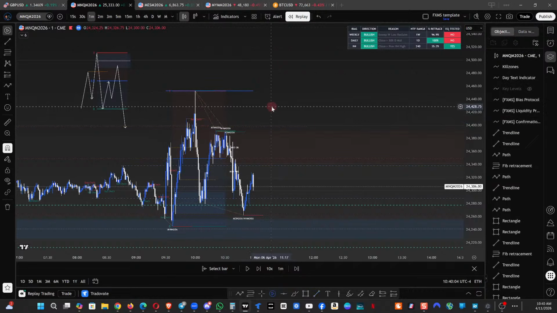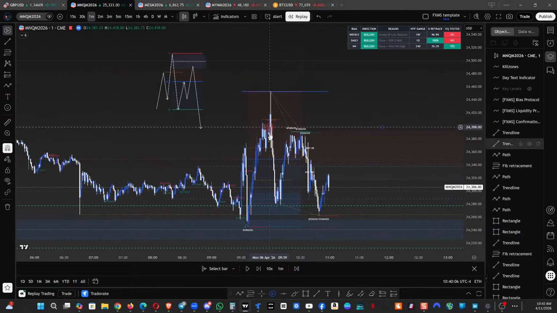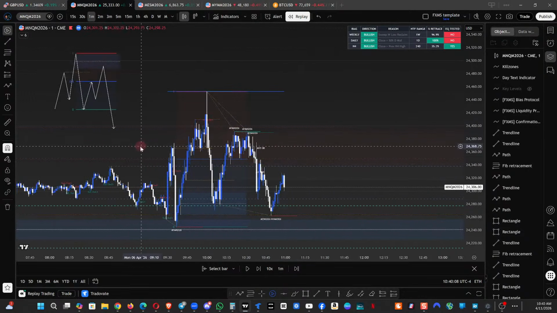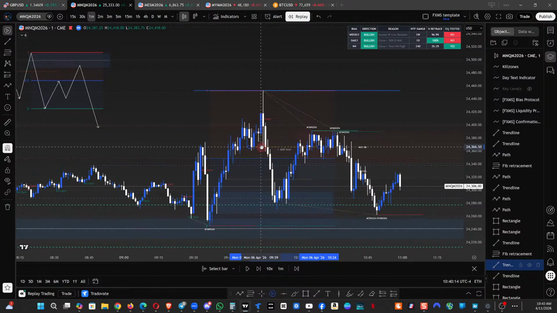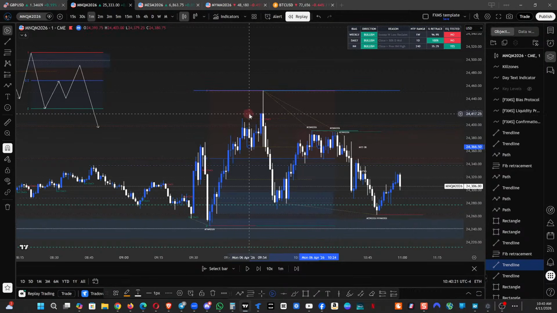Okay, now how do I know that the sweep is valid? The sweep is valid because we get a change of character, right? So here we can see we sweep that high, we get a change of character right here. Okay, because we have the swing low that creates the swing high that takes out that high, right? Gets traded back through. Okay, the body closure here below these bullish candles is where we get the change of character right here.